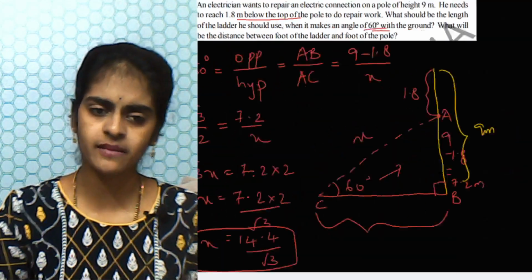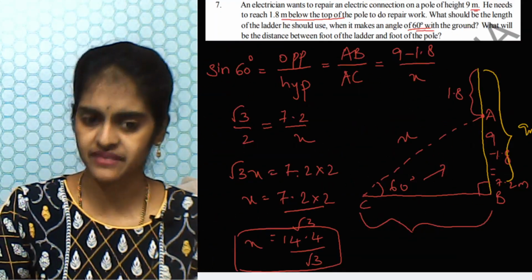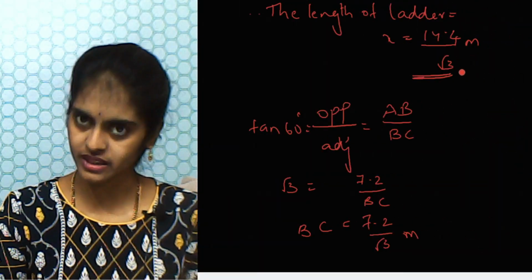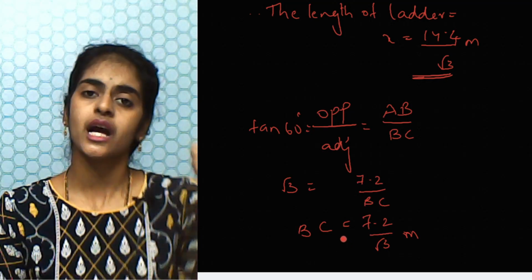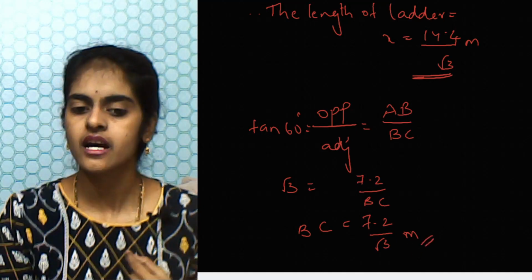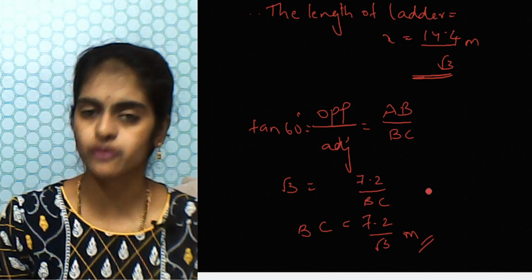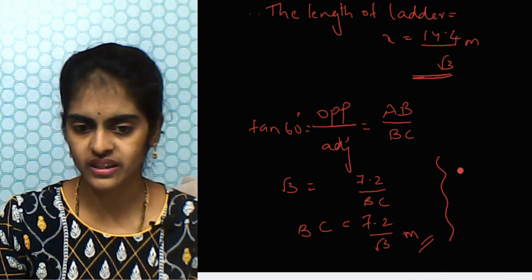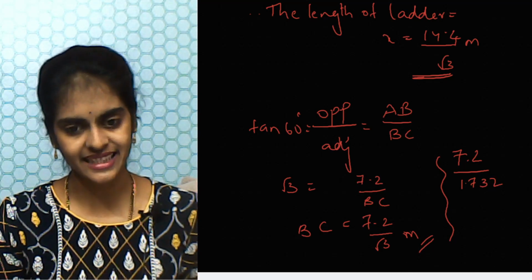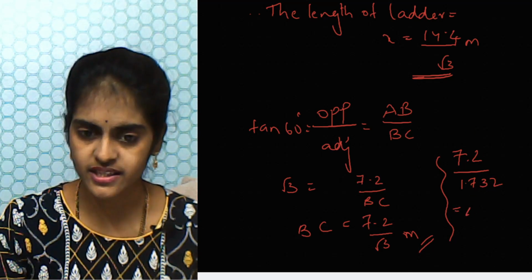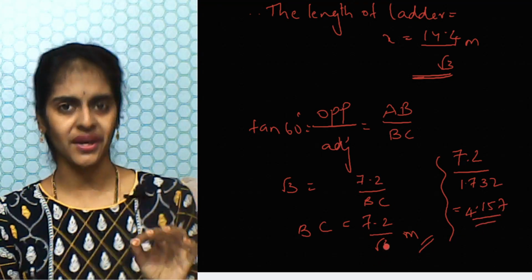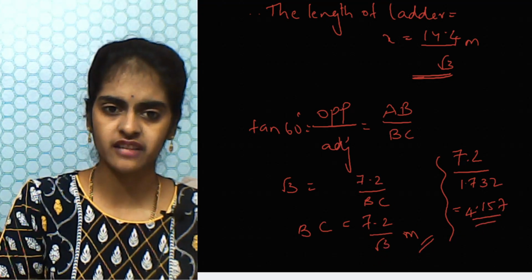It is in meters, isn't it? Yes, it is in meters. So you can leave the answer here. This is also in meters. The length of the ladder is 14.4 divided by root 3 meters, and the distance between the foot of the pole and the foot of the ladder is 7.2 divided by root 3 meters. So you can leave it here, or else you can take the value of root 3 as 1.732. So you will get 7.2 divided by 1.732, and by dividing you will get the value as 4.157. But in examination, if you leave it here, it is okay. So let us move on to the next one now.